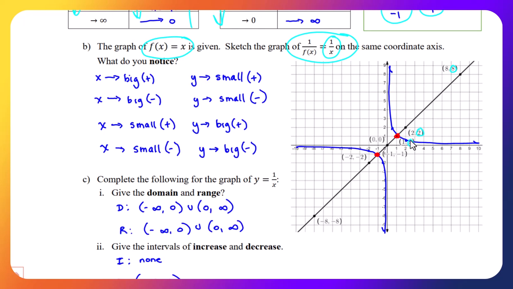So then this point, 2, 2, becomes 2 and 1/2. This point of 8, 8 becomes 8 and 1 over 8. Same is true over here. This point of negative 2, negative 2, if we take the reciprocal of negative 2, it's negative 1/2. And that's why we get this point. And that's why we get these two blue graphs.